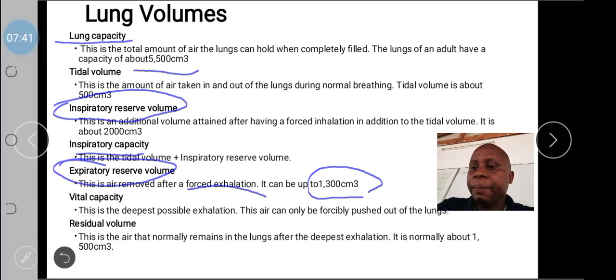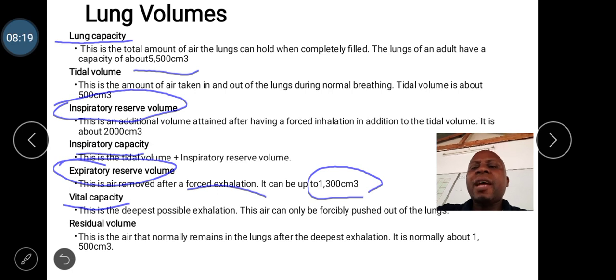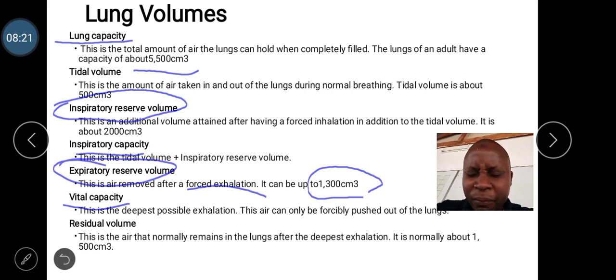The vital capacity. So this is the deepest possible exhalation. This air can only be possibly pushed out of the lungs. So this is the deepest possible exhalation, the amount of air that can be removed from the lung after the deepest exhalation. If I tell you breathe out again, breathe out until you cannot exhale anymore. So the amount of air that has been given out is what we call vital capacity. Is it clear?